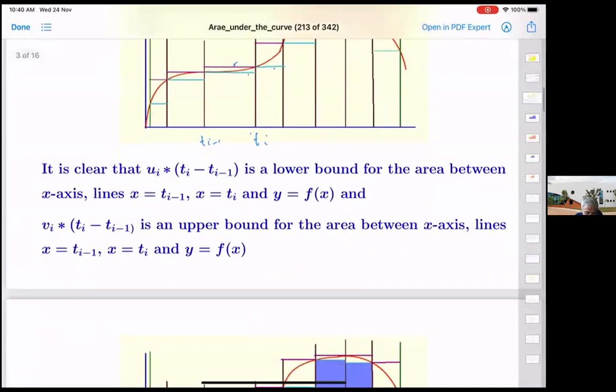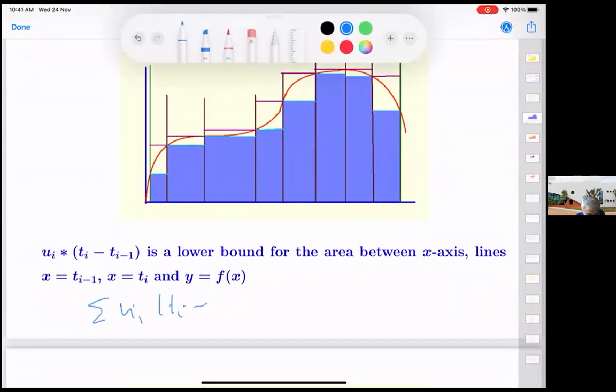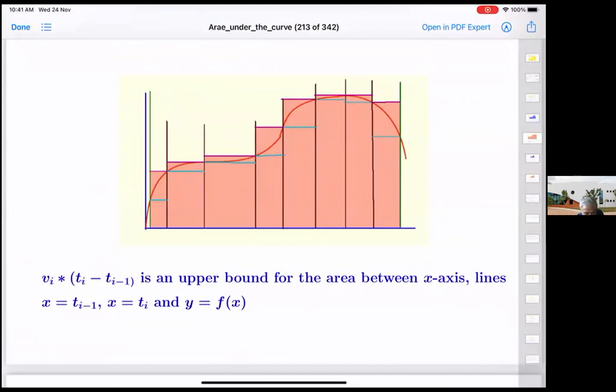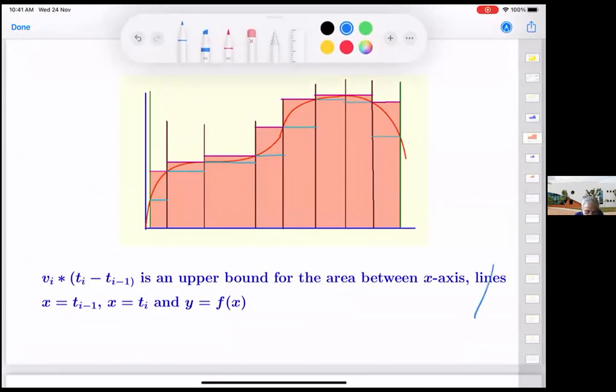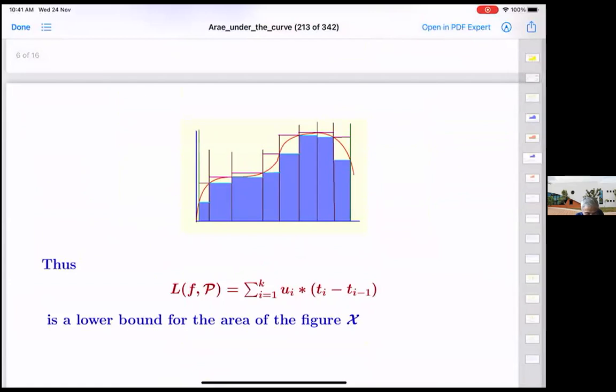Let's look at it again. So u_i times the length of the interval, and if we take the summation, that will give you a lower bound of the area. The same thing we do with v_i, where we get an upper bound. So this sets the stage for what follows.